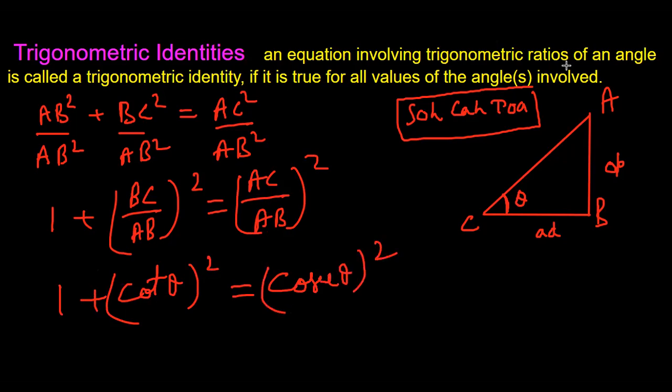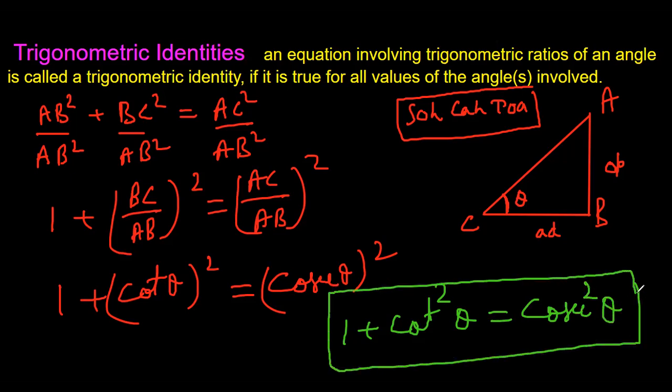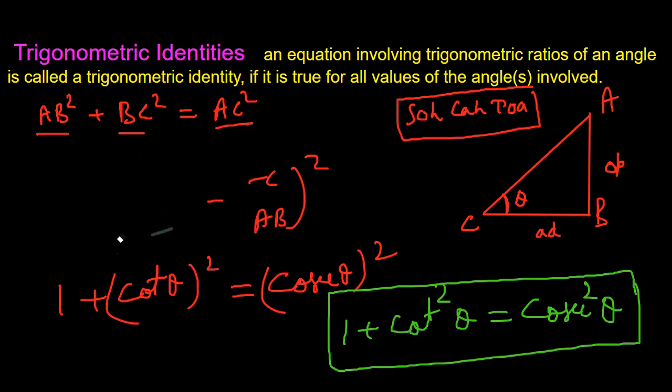So can we rewrite this, removing this bracket? 1 plus cot square theta is equal to cosec square theta. So this is another trigonometric identity: 1 plus cot square theta is equal to cosec square theta. Just like this one, we can also divide by the third side. We divided by AB. Can we now divide by BC? Okay, we can do that as well. Let's see what kind of identity we get.